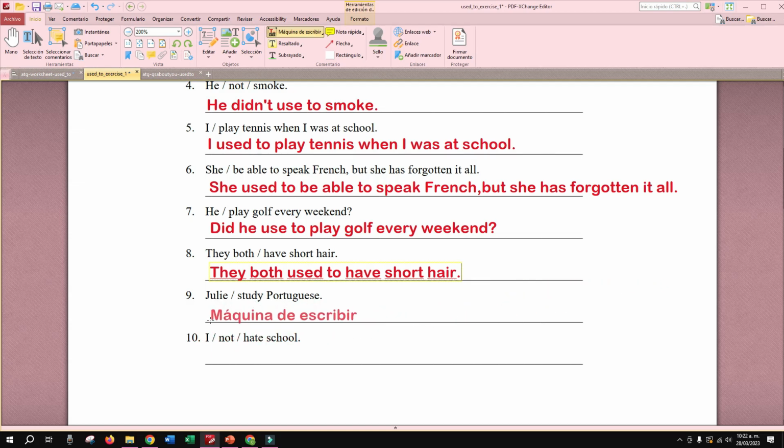Nice. 9. Julie studied Portuguese. Julie used to. Excellent. Julie used to study Portuguese, right? So, Julie used to study Portuguese.